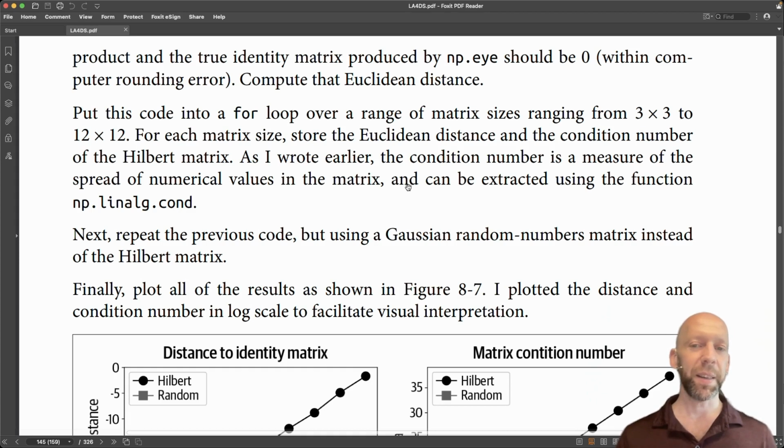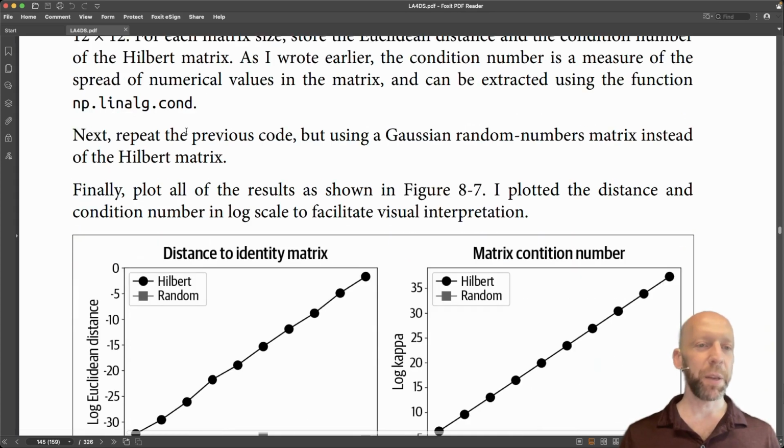But essentially, a condition number is a measure of the spread of the values in a matrix. If a matrix has a small condition number, so closer to 1, then it means that the matrix is kind of more contained. The numerical values in the matrix all have roughly the same magnitude, the same numerical size. Okay, and you can use numpy.linalg.cond to compute the condition number of a matrix.